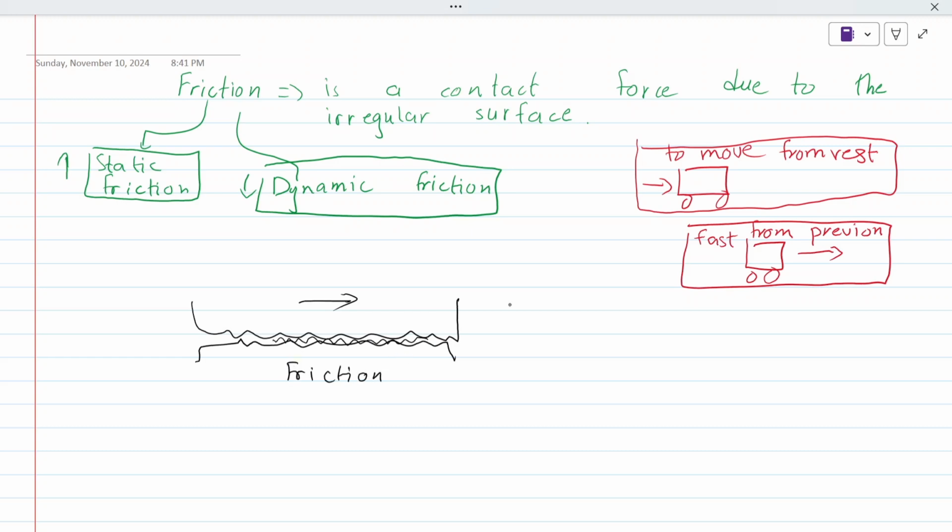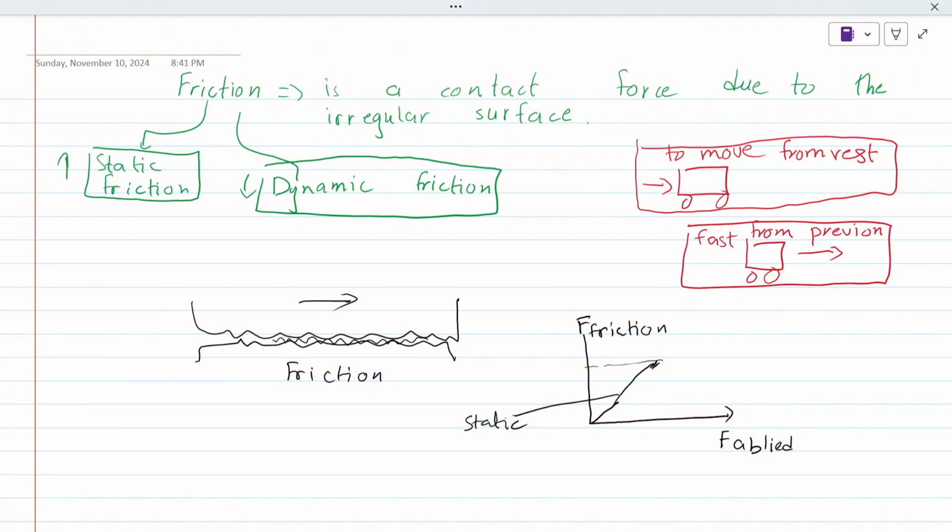So moving forward, for static friction, if we apply a force and plot the force of friction, the graph would be like this. If we increase the force, the friction will increase. This will happen until a limit. This is called static friction.